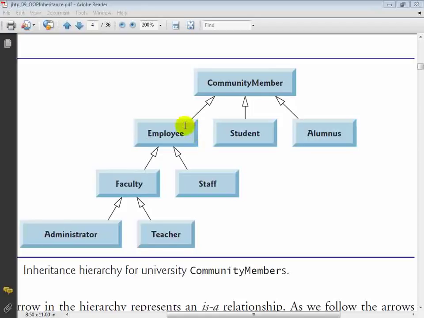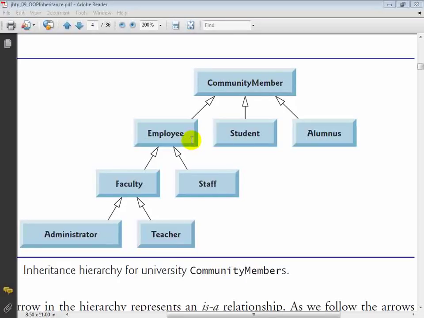In fact, what we have here with these hollow arrowheads is what we call an is-a relationship. An employee is a community member, a student is a community member, and an alumnus is a community member as well. So these three are distinct classes, but they all share a common superclass, which means they may have common data and functionality among them.